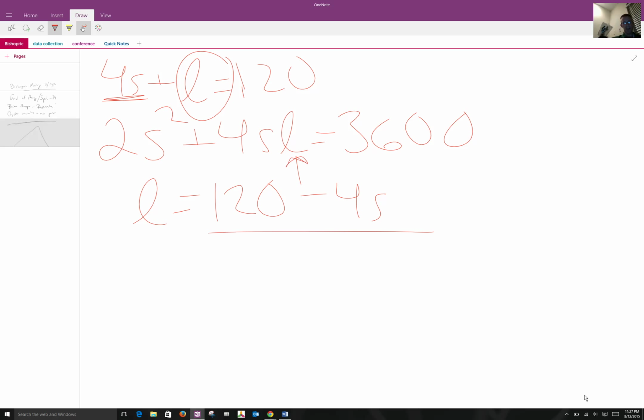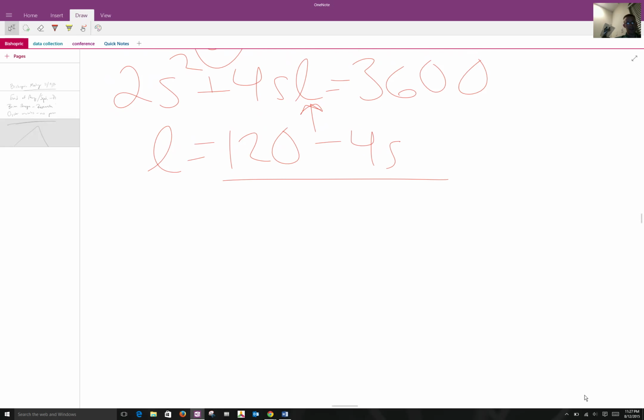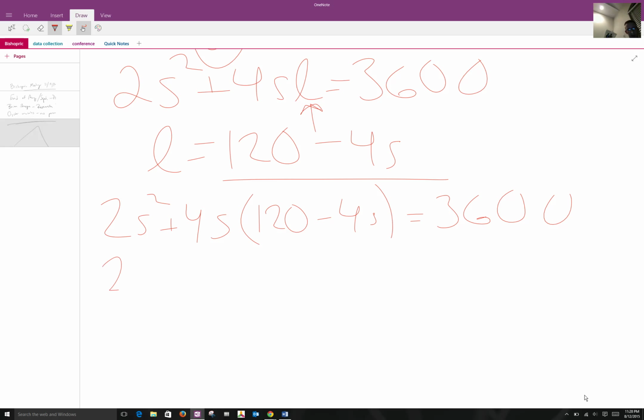Okay, so what that's going to turn into is, we're going to get our 2s squared plus 4 times S times 120 minus 4s, and that's equal to 3,600. Okay, so now we can distribute and simplify. We'll do that in a couple steps. 2s squared, let's distribute that 4s through. So 4s times 120 is 480s. 4s times 4s is 16s squared. Our 3,600 is still on the other side of the equal sign.